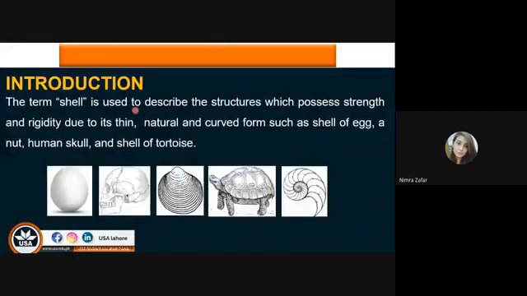The term shell is used to describe the structures which possess strength and rigidity due to their thin, natural, and curved form, such as the shell of an egg, a nut, human skull, and shell of a tortoise. Okay? It's basically its strength or its rigidity is because of its thin shell, which is very light in weight and which is acting both as structure and as the covering.